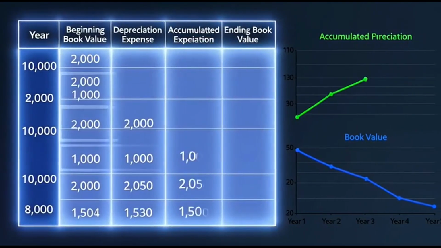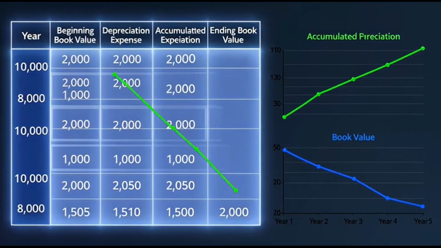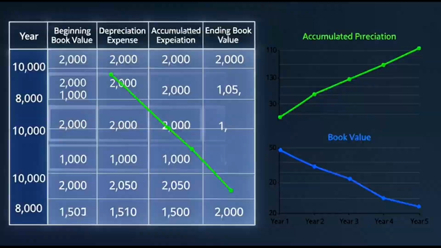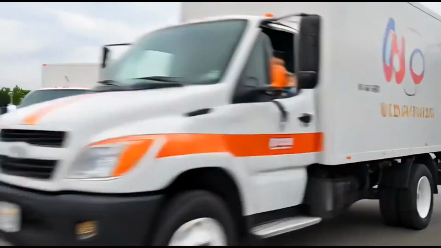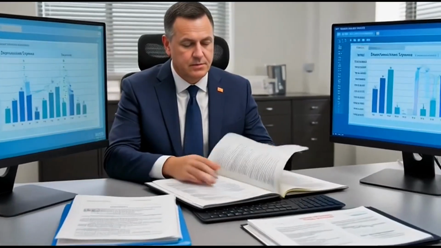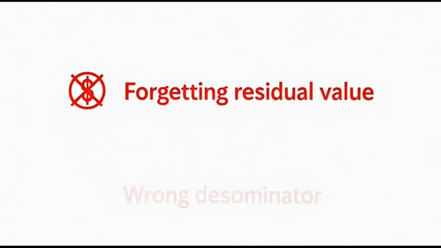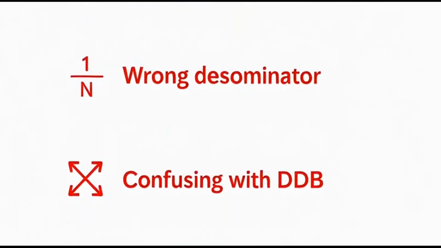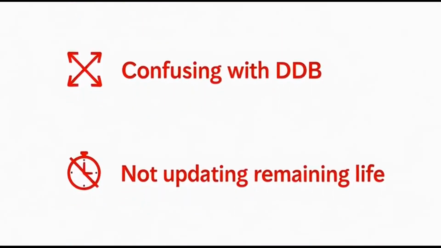Notice how expense declines each year while accumulated depreciation increases. Businesses use the SYD method to recognize larger tax benefits early on. This improves cash flow and allows for reinvestment in growth. Common mistakes: forgetting residual value, wrong denominator, confusing with DDB, not updating remaining life.